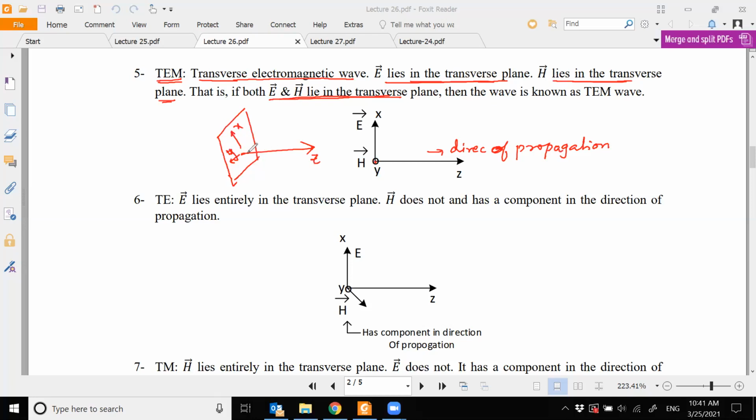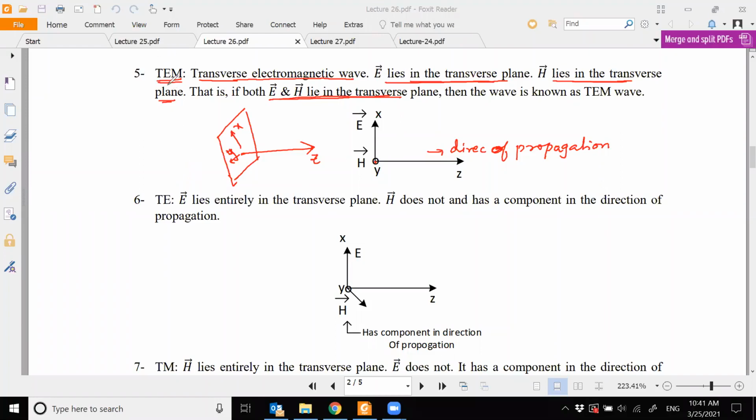Also, they don't have any component here. So my electric field and magnetic field are totally in the XY plane. That means my electric field, suppose it has an X component, and the magnetic field has a Y component, then they are all completely inside my transverse plane. That kind of electromagnetic wave is called a transverse electromagnetic wave.